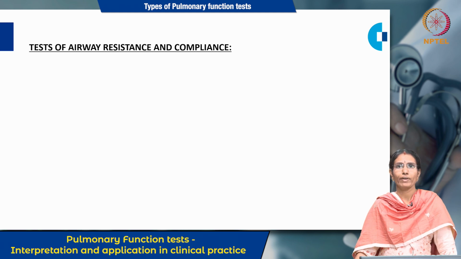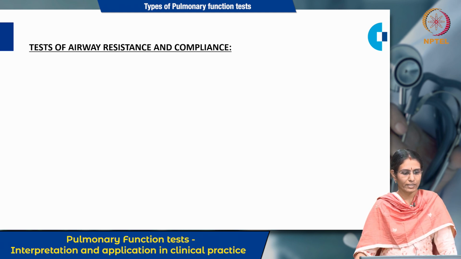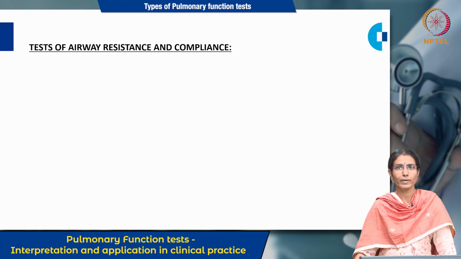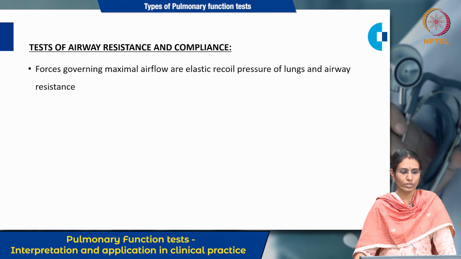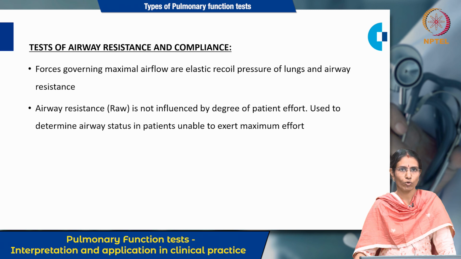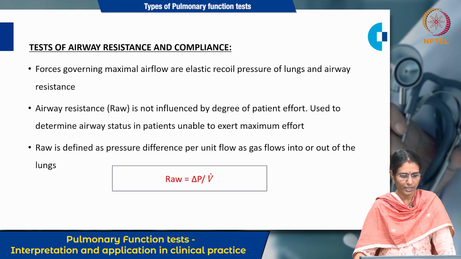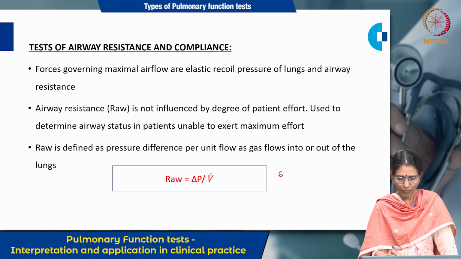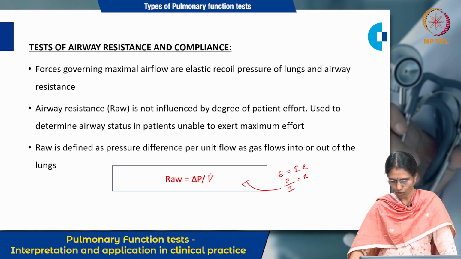What are the tests of airway resistance and compliance? Airway resistance and compliance are also tests of airway functions, and these are forces which govern maximal airflow. So, how do we measure resistance? Resistance is measured using the Ohm's law analogy, which says E is equal to IR, and E by I gives R, and using the same analogy airway resistance is also measured.